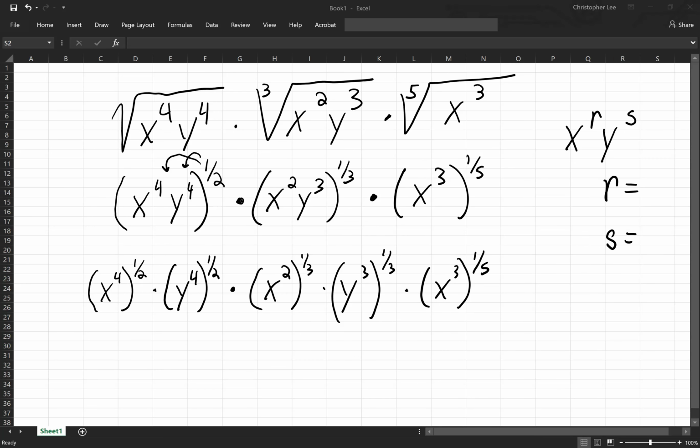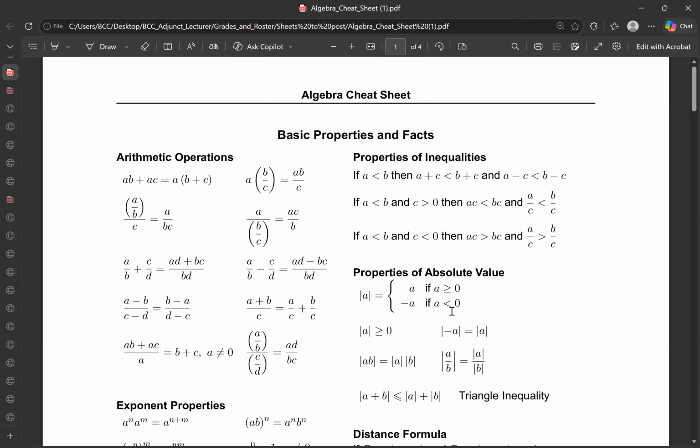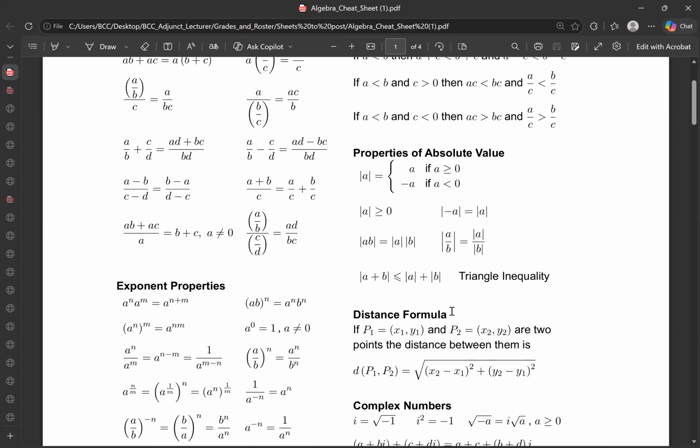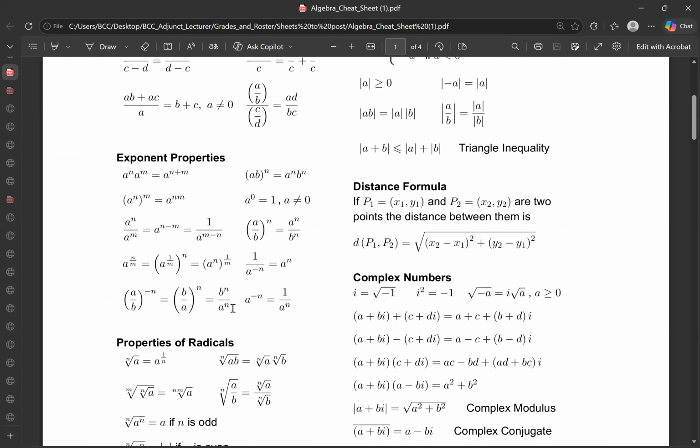So let's say, hypothetically, I'm on the test, but I don't remember what to do when I raise a power to a power. You just come to your formula sheet. See right here where it says exponent rules? There's the rule right there: a to the power n raised to the power m is equal to a to the n times m power. So when you raise a power to a power, you multiply the exponents.